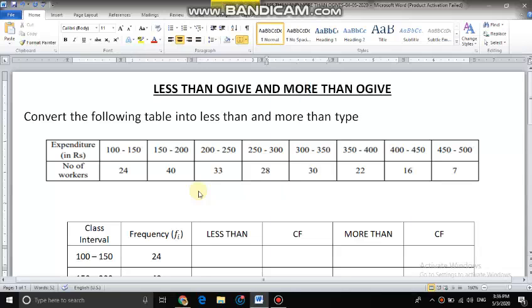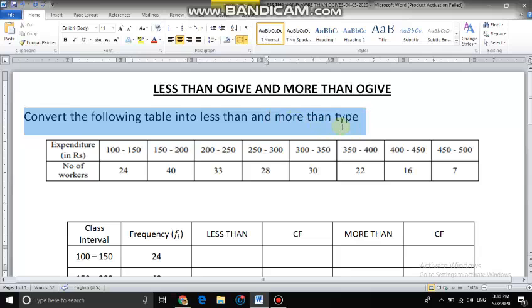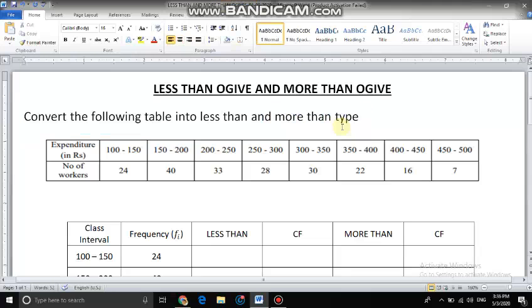Hope everyone is fine. Now we are going to start a new topic from statistics, that is less than ogive and more than ogive. The question is: convert the following table into less than and more than types, ogive types.